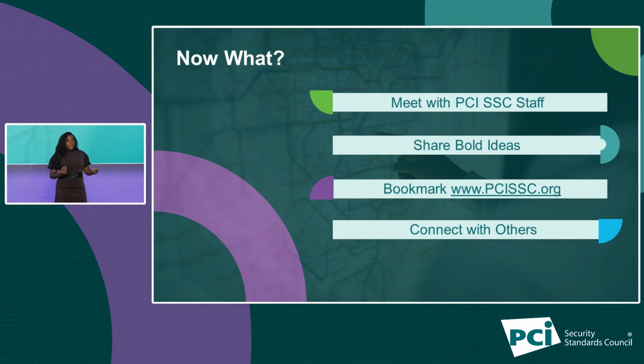So what can you do? Meet with us, meet with the PCI SSC staff. We're all here. Have some conversations with us about ideas you may have to help us get there. Share these bold ideas, as Gina mentioned earlier. Bookmark PCISSC.org, because that's where you'll find the latest information that comes directly from the Council. And connect with others here. We are only as strong as our connections that we make during these sessions.